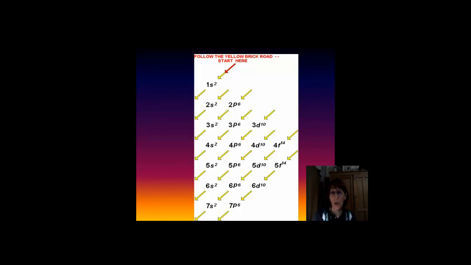But before you go to the 3d, you go down to the 4s. Why? Because the 4s has less energy in it. It requires less energy of the electrons than the 3d does. So that's where that rule comes into play, that they're basically lazy. They're going to fill up the lowest possible energy level first before they go to a higher energy level.